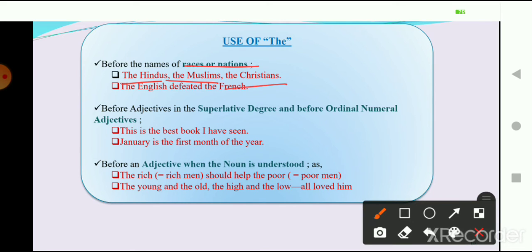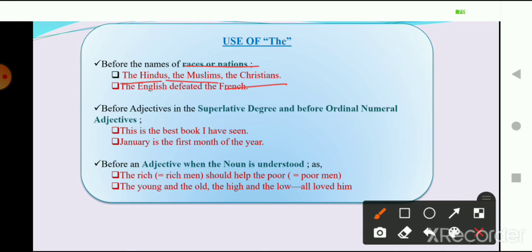But the is not used before the name of languages. Like if we say that Hindi is easier than English, then we are not going to say it as the Hindi is easier than English. No, before the languages, when we are talking about language like Tamil, Hindi, Punjabi, we are not going to use the before those words. Okay, but when we are referring to races or nation, then we are going to use the letter the before them.